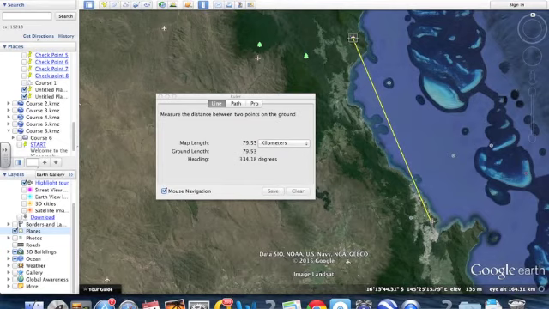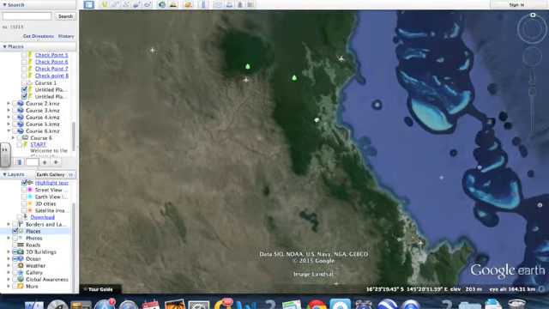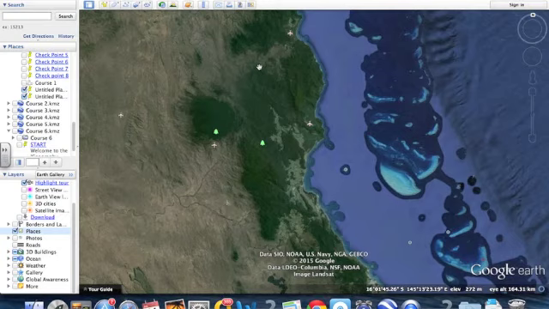So 79 kilometres to get to the Daintree Rainforest. So it's a fair way. You can drive there. You can drive there, I think, in a two-wheel drive car, but you wouldn't be able to go much further. It requires a four-wheel drive the further north you go. So that's the Daintree Rainforest.